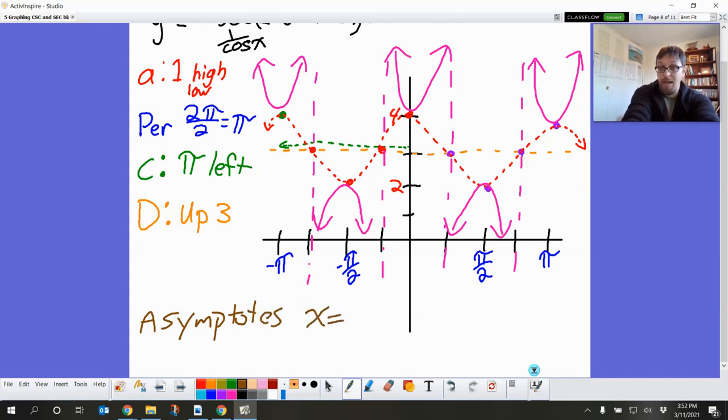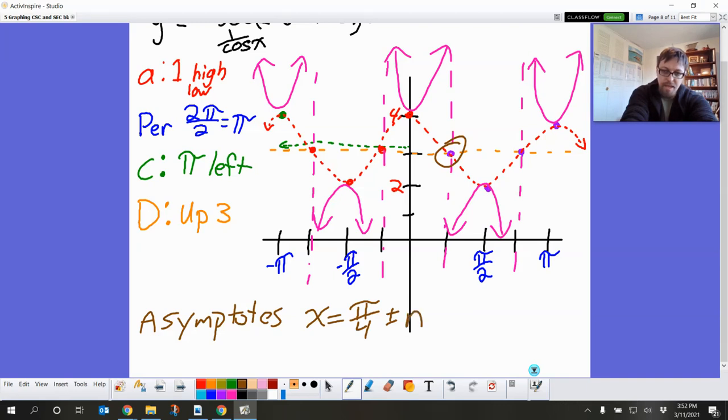They're at wherever x equals. So what's your first one? Be whatever you want. I choose this one. You could also pick this one. It doesn't matter. Just pick one to be your first asymptote and write it down. So let's see. It's halfway between 0 and pi over 2. Well, pick pi over 4.